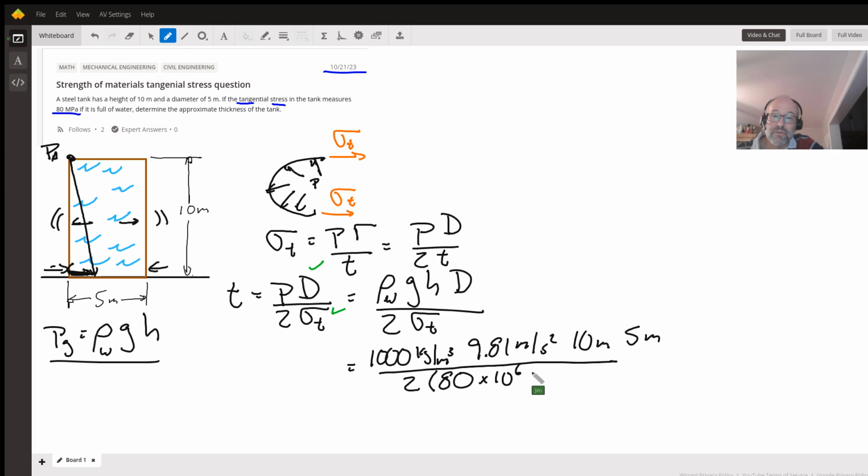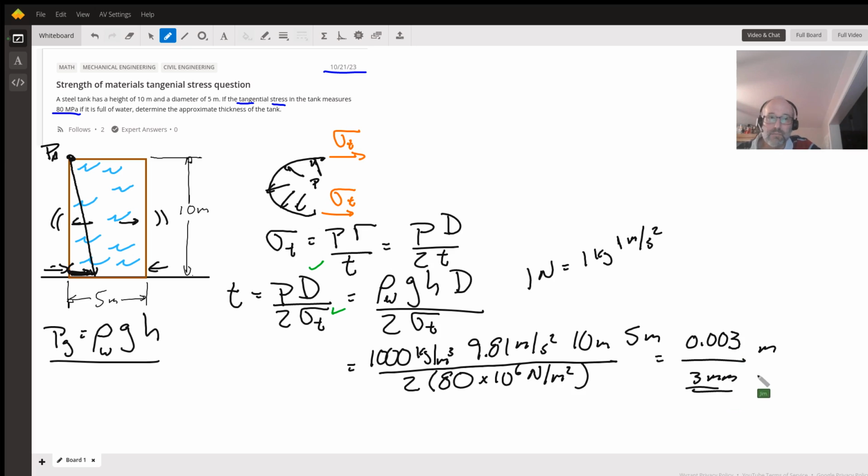And Pascal, just to remind you, is a Newton per square meter. It's a unit of pressure. And so if we make note that 1 Newton of force is equal to 1 kilogram of mass accelerated at 1 meter per second squared, we will see that all these units come out to meters in the end. And plugging in the numbers, we end up with the thickness of the tank needing to be 0.003 meters or 3 millimeters, which is pretty thin for a tank that size.